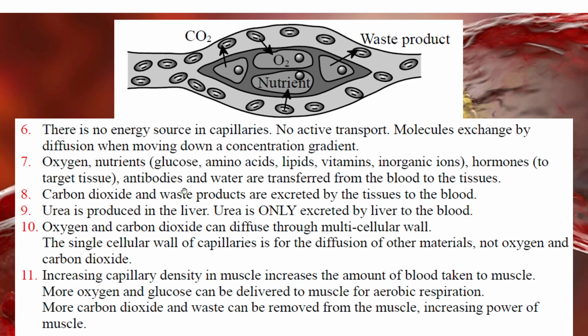But for the waste part, be careful. There's one thing that you need to remember for urea. Urea is a waste, but this urea is specifically produced by the liver. So only in the liver will we transfer urea to the blood, not the other parts of the tissue. They don't have urea as the waste. So be careful. And also, as I mentioned, oxygen and carbon dioxide are smaller, so a multicellular wall is okay. The single cellular wall is not needed for oxygen and carbon dioxide.